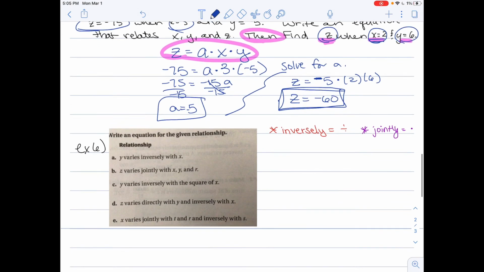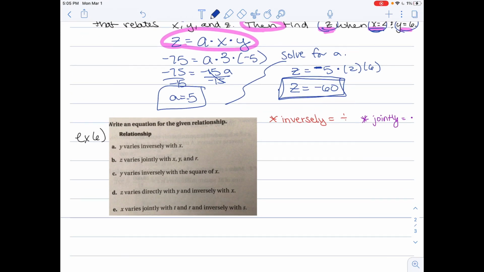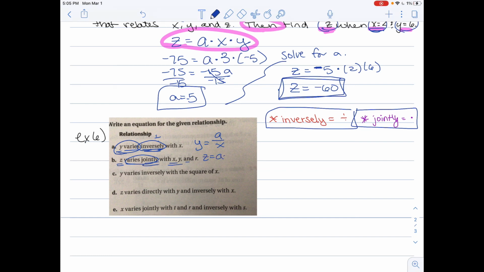Okay, last thing we're going to do. Inverse, remember inverse is division, jointly is multiplication. So if y varies inversely with x, we say y equals a over x, because inversely means division. Z varies jointly, so we're going to multiply some number a times x times y times r.